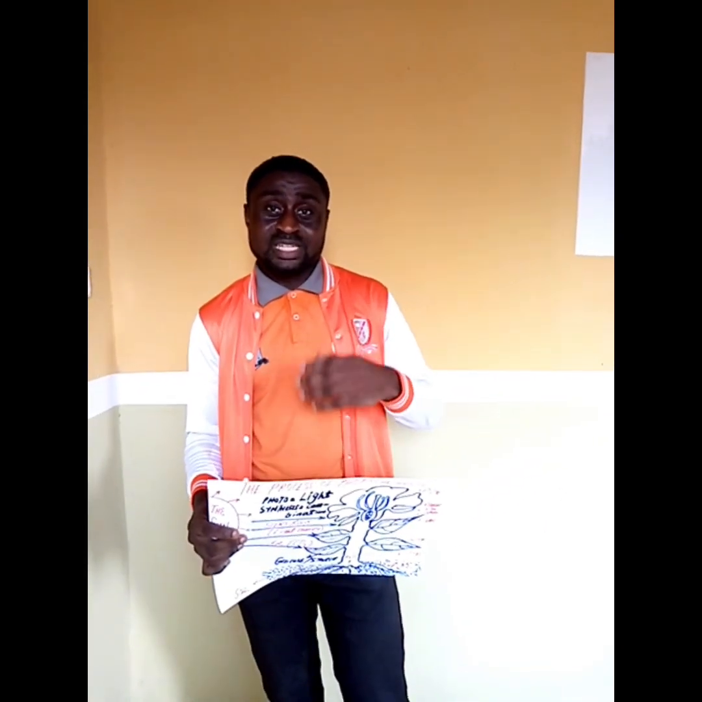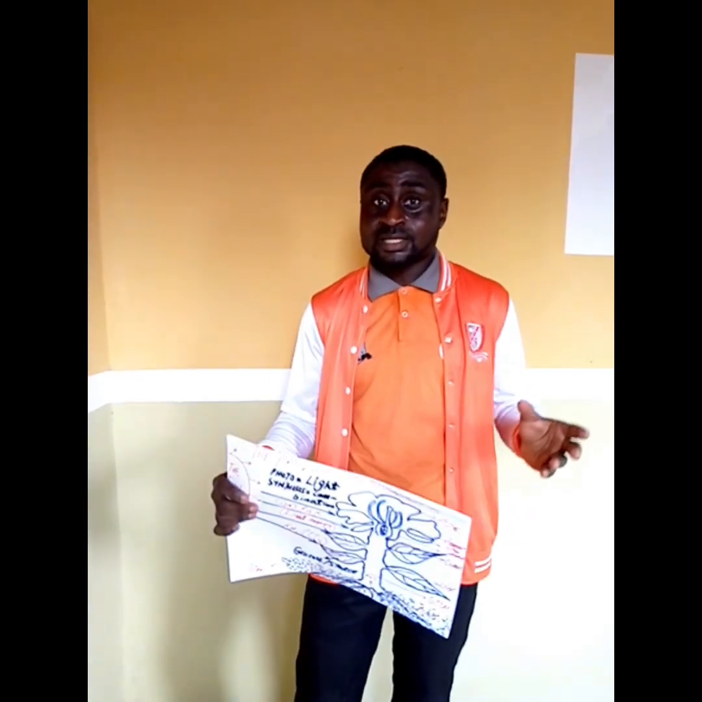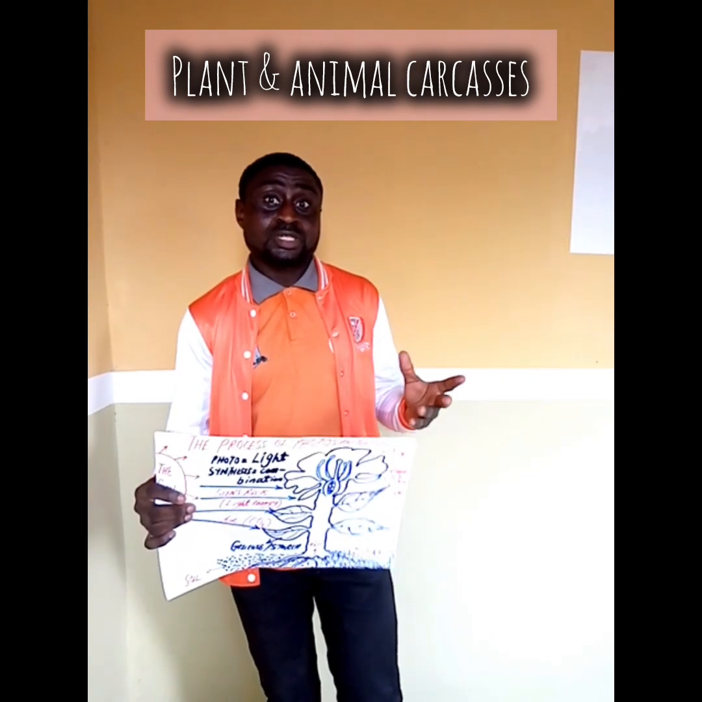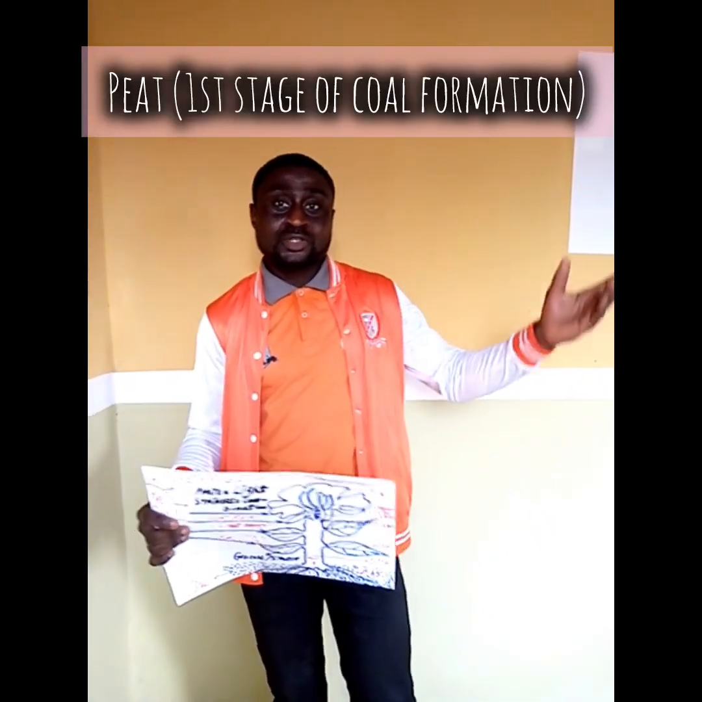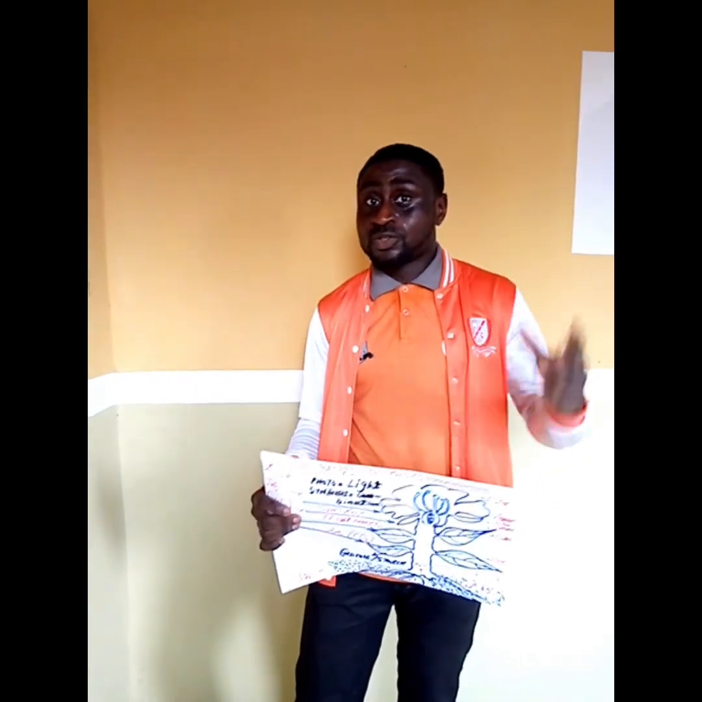We looked at some of the adaptations, how they are well suited for life in the sea. And we also went further to look at how plants and animal carcasses or bodies led to the formation of peat and crude oil billions of years ago. I believe that was a good refresher.